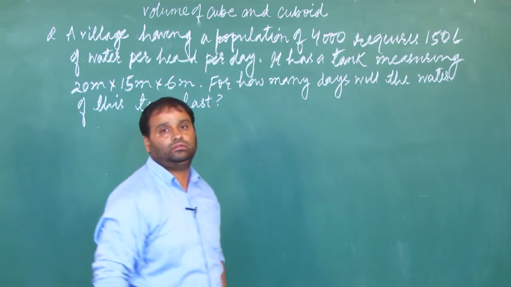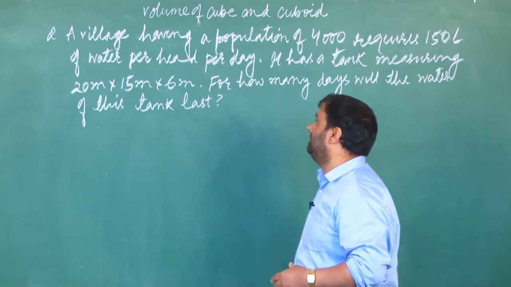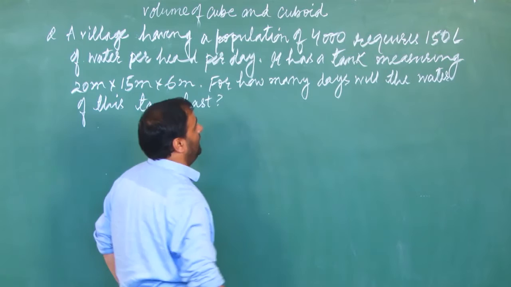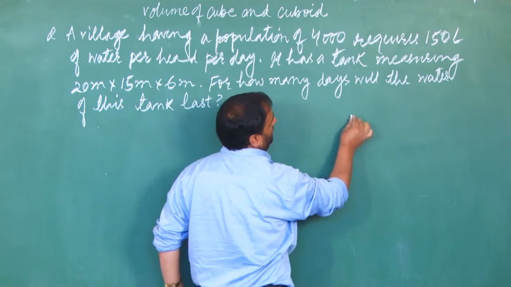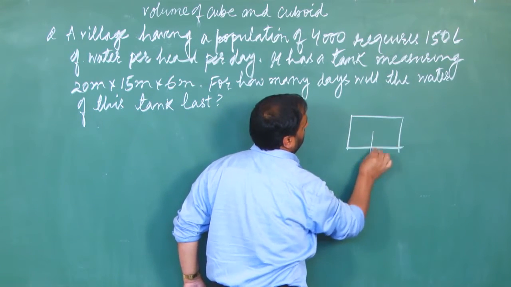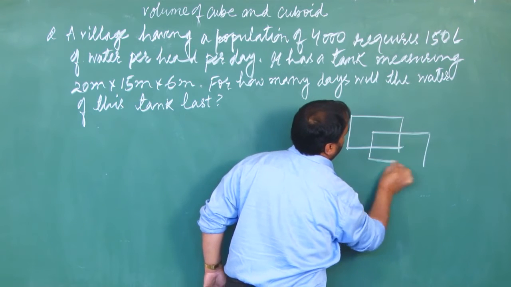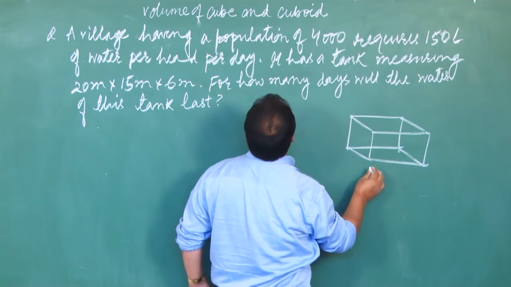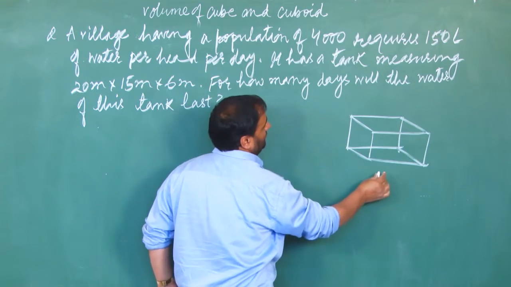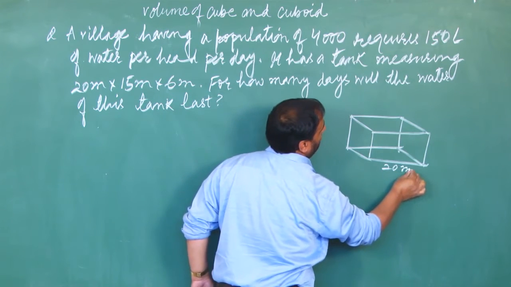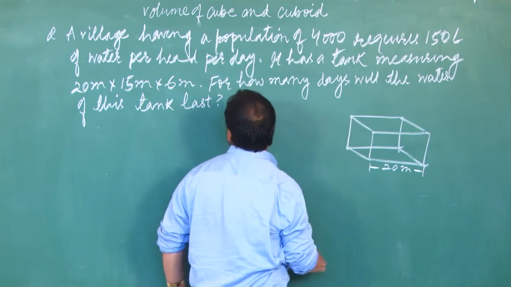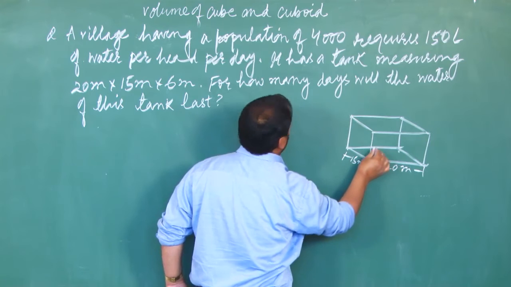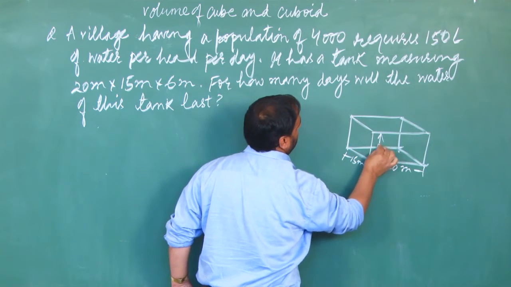Now, this is a very interesting question about the water consumed by a certain village. The tank is cuboidal in shape. Suppose we have this type of cuboidal tank for a village, from where the villagers consume water. The length of that tank is 20 meters, the width is 15 meters, and the height is 6 meters.